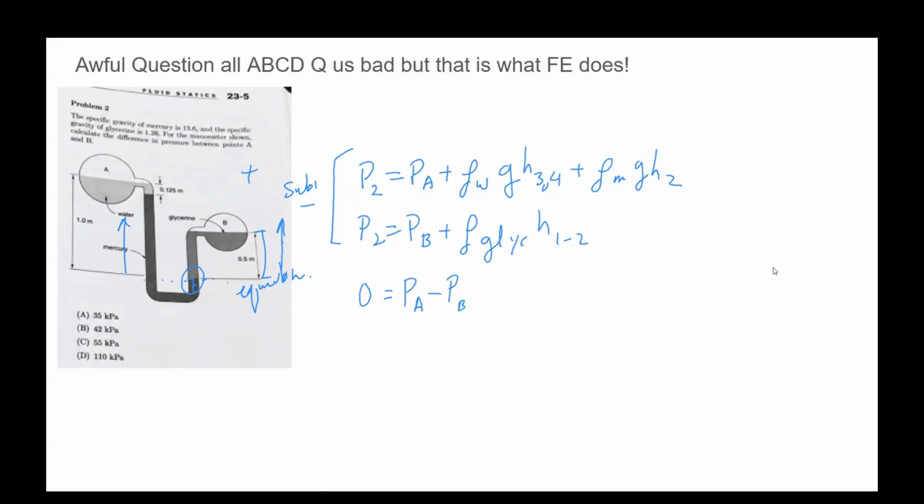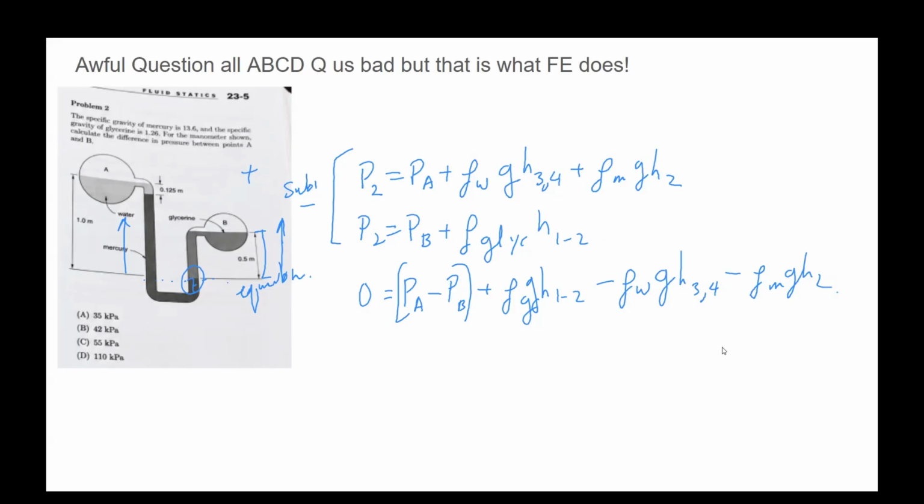So let's just put all the additions first. Rho G, forgot the G, 1 comma 2, and it's gonna be minus rho W G, rho 3 comma 4, plus minus rho M G H2. You can imagine what's gonna happen over here. We are looking for the difference, I believe, between point A and B.